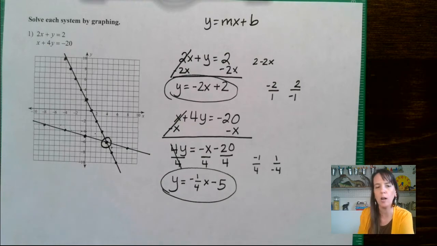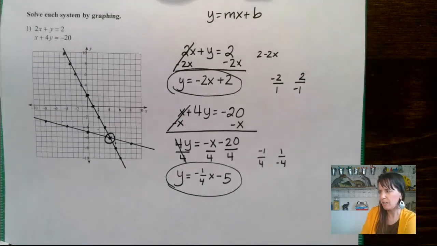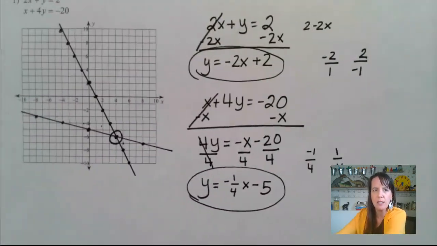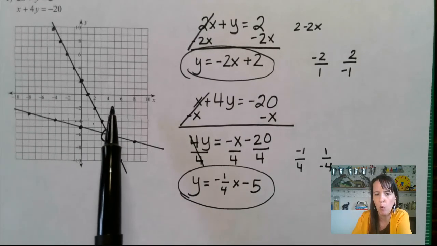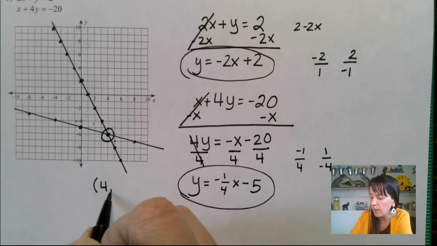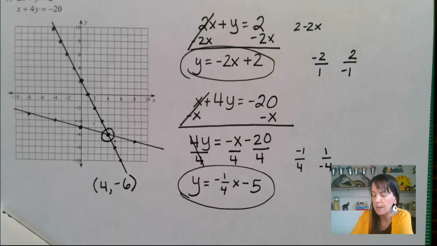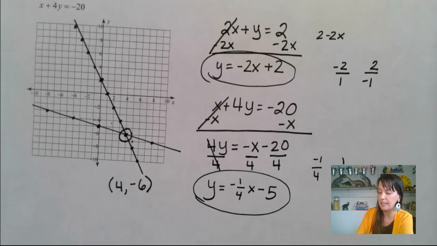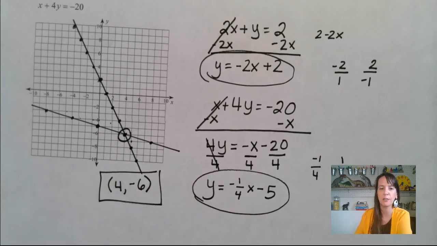That is where they cross. We have to identify that point. It's kind of small, and I'm sorry about that. But you can see that that point is over 4 and then down 6. So the solution to this system of equations is 4, negative 6. That's what you would write down for your answer.